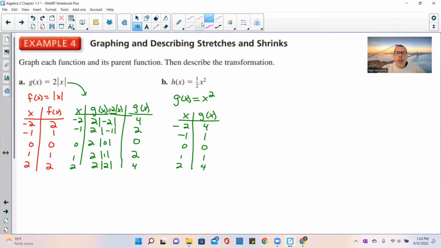Okay. h of x is the parent function shifted, or not shifted, but squeezed, pressed down. So I'm going to put x here, and I'm going to put h of x here. You take the parent function, and you put this half out in front, and watch what's going to happen. If I take -2 and I square it, I get 4. Half of 4 is 2. -1 squared is 1. Half of 1 is 1/2. 0 squared is 0. Half of 0 is 0. 1 squared is 1. Half of 1 is 1/2. 2 squared is 4. Half of 4 is 2.